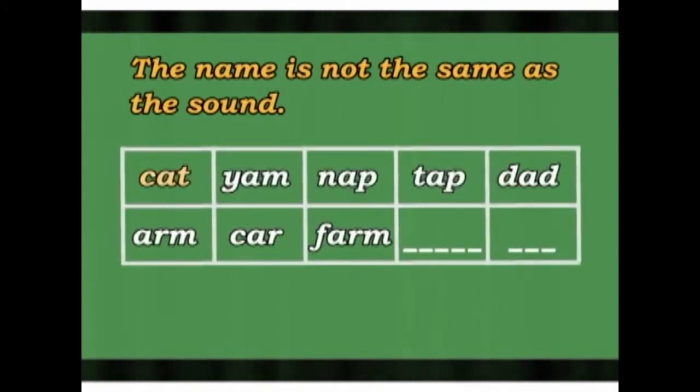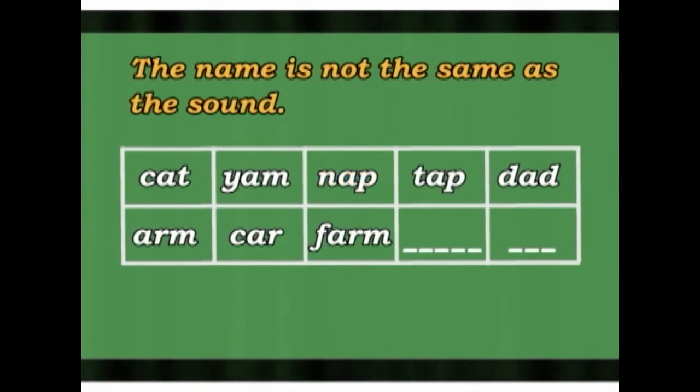How do you pronounce C-A-T? Yes, you pronounce it cat. How do you pronounce Y-A-M? Yam. How do you pronounce N-A-P? Nap. Let's take a nap. Let's have a little sleep.